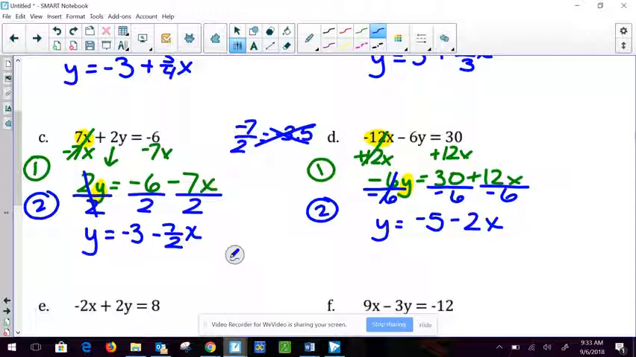Go ahead and hit pause and try out letters E and F. When you finish, you will see me silently work through both of those problems. So hit pause now and try E and F.